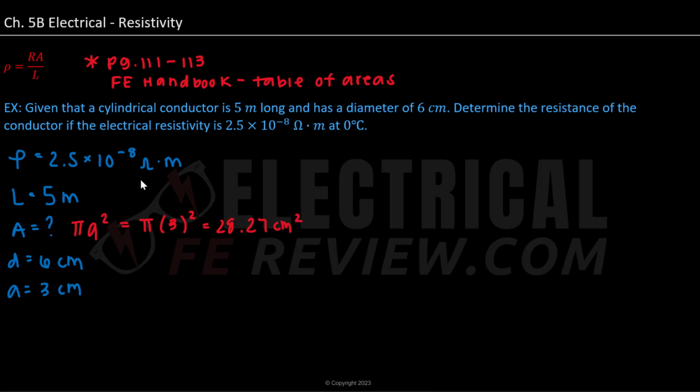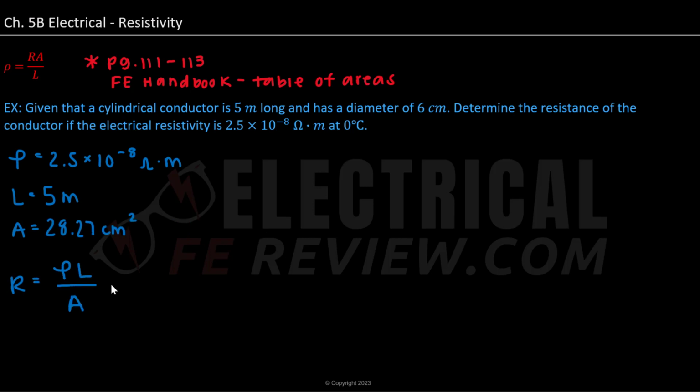Now that we have our given information, let's go ahead and rearrange our resistivity formula to solve for resistance. So we can solve for R by equaling it to the resistivity times length divided by our area. Let's go ahead and clean up the board so that we can go ahead and solve using our new formula. So let's go ahead and start plugging in our values into our resistance formula.